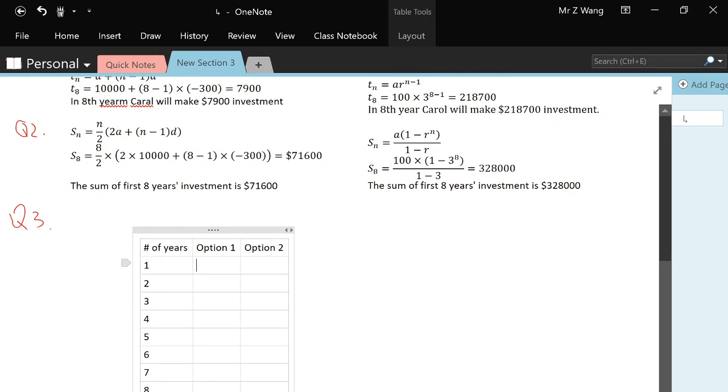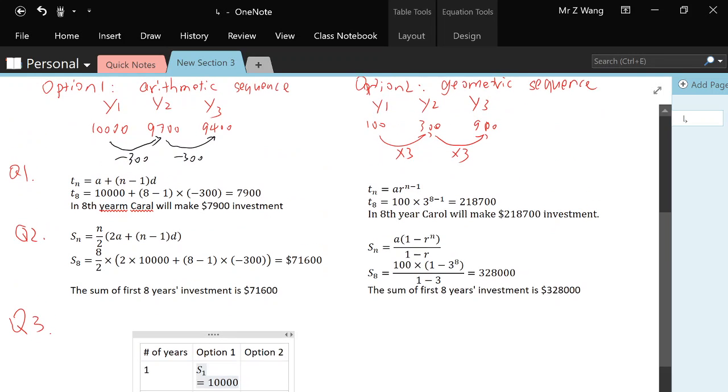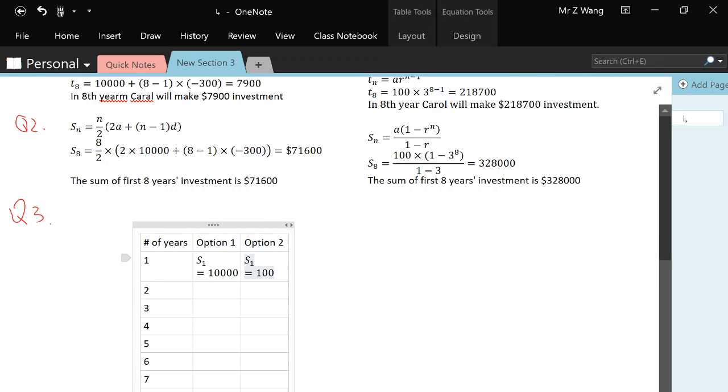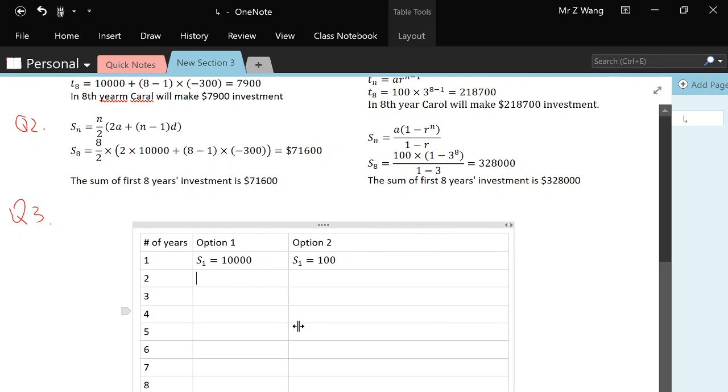So that means for option 1, you have to calculate S1. S1 is obviously 10,000, because it's actually only one value to add. I think this is very obvious. You don't have to apply the formula. This is 100. And up to here, you see this is larger than this. But as it proceeds to later on, you will see the values will change.